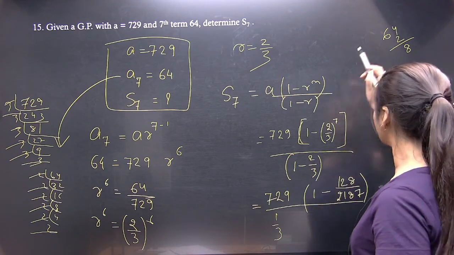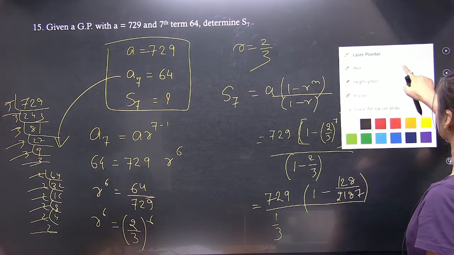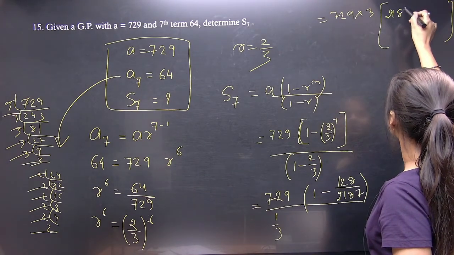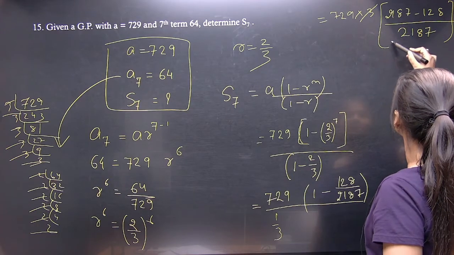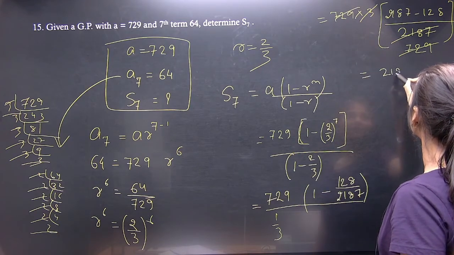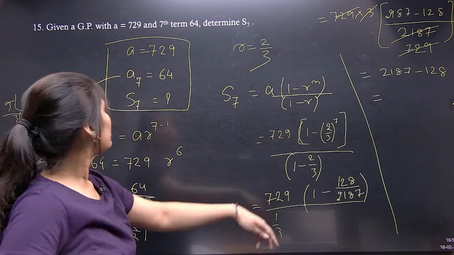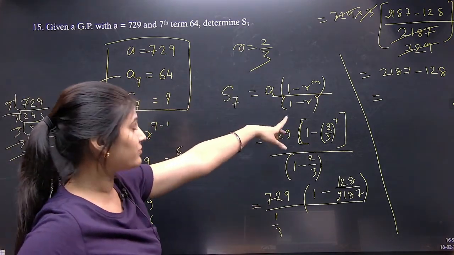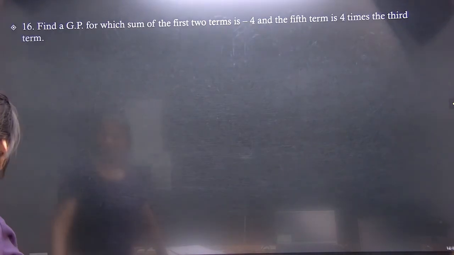Okay, so on solving it, it will give 729 into 3, and here it will be (2187 minus 128) by 2187. So we have only 2187 minus 128. Rest you can do. Got it? You just need to subtract, that's it. So this is question number 15 in which the 7th term was given and you have to find the sum of 7 terms. The value of r is less than 1. That's why I have taken the formula in which 1 minus r^n divided by 1 minus r is given.